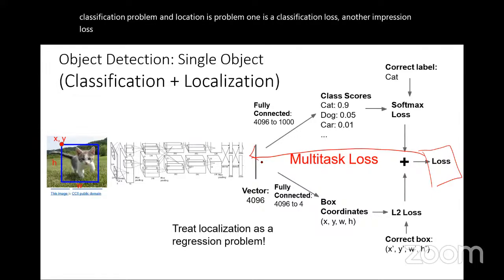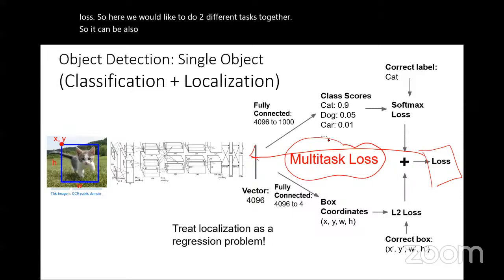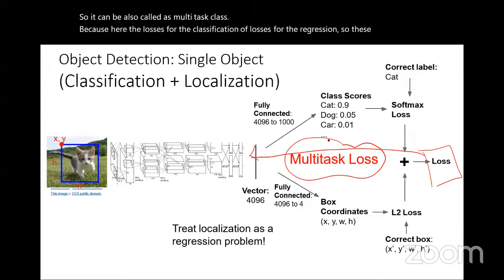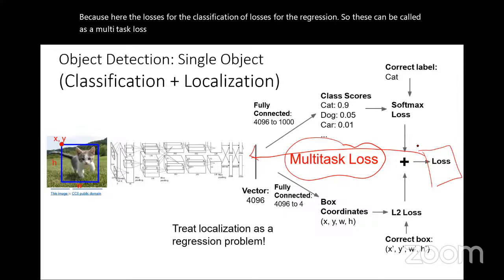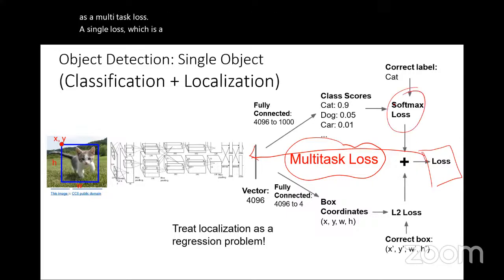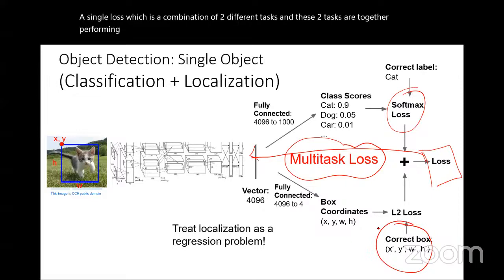So here we would like to do two different tasks together. So it can also be called a multitask loss, because one loss is for the classification and one loss is for the regression. So this can be called a multitask loss: a single loss, which is a combination of two different tasks. And these two tasks together perform to estimate the final objective.